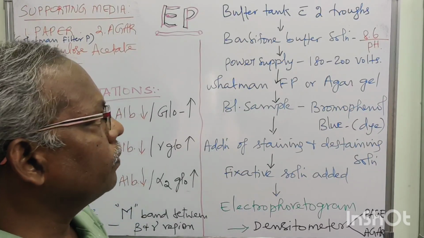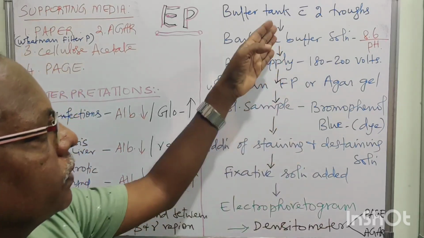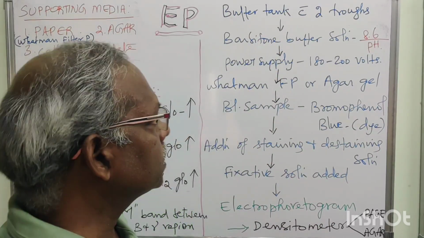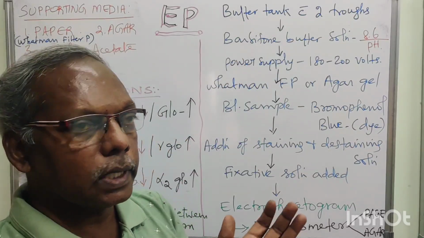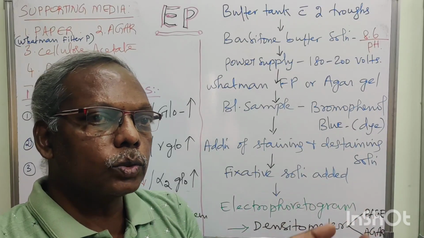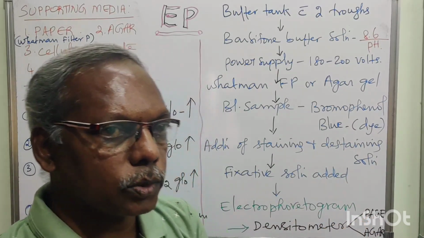Next one is, how will you interpret it? Before going to the interpretation, what is the procedure? I am just giving the outline only. You just go through it 1 or 2 times, definitely it will be easy for you. First you take one electrophoretic apparatus which has one buffer tank, that is 2 troughs, 2 sides.